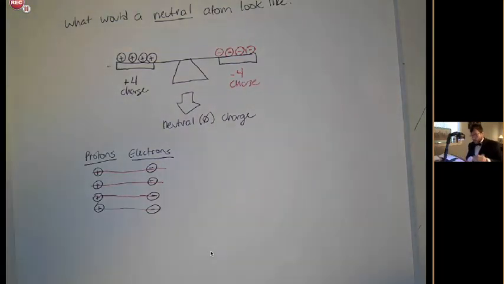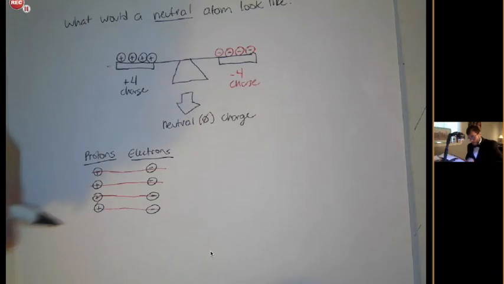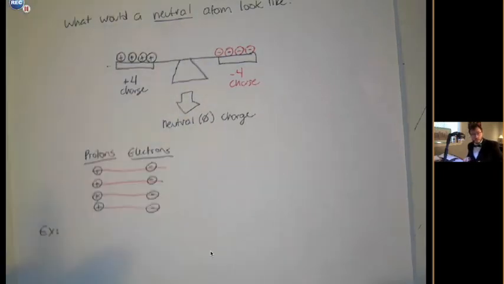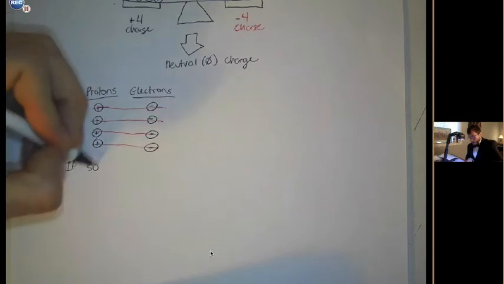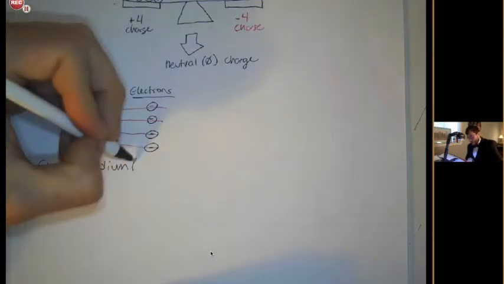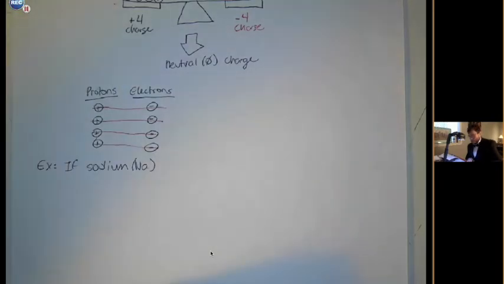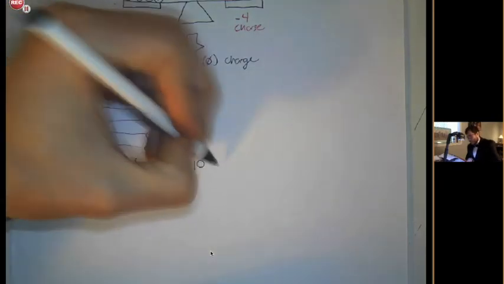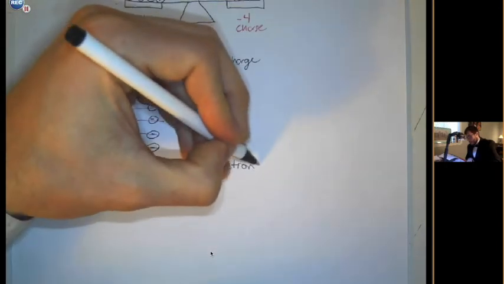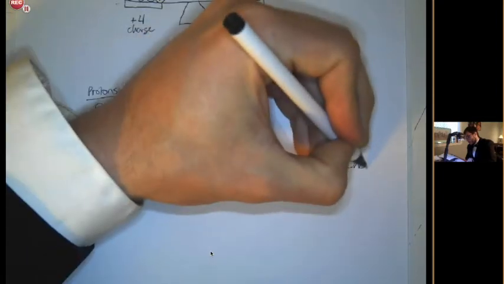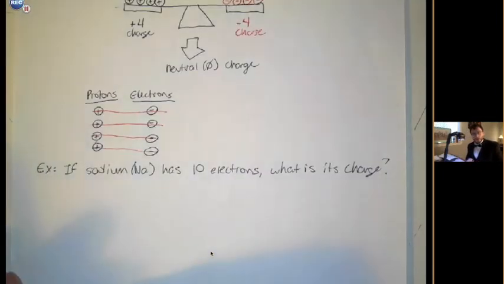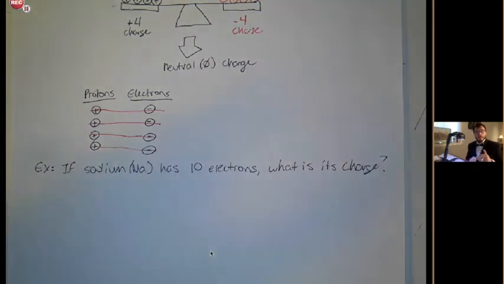Now, based on just what we've learned so far, let's do an example problem. Here's the example problem. If sodium, and sodium is Na, has 10 electrons, what is its charge? So what charge would a sodium atom have if it had 10 electrons?